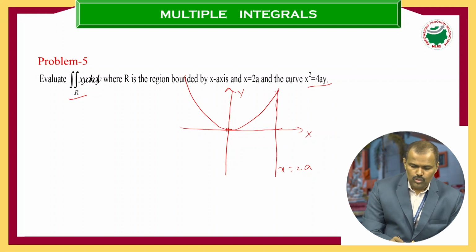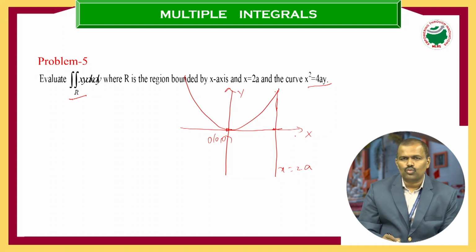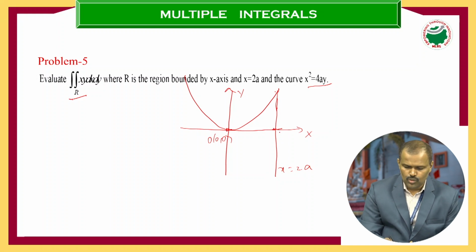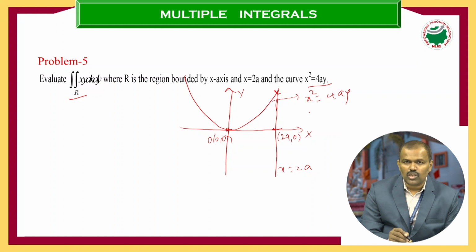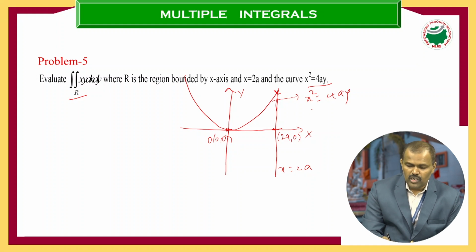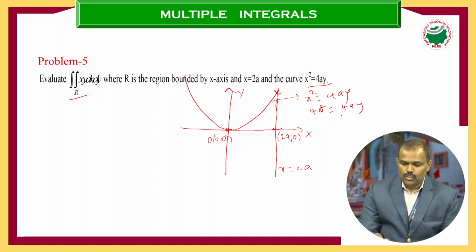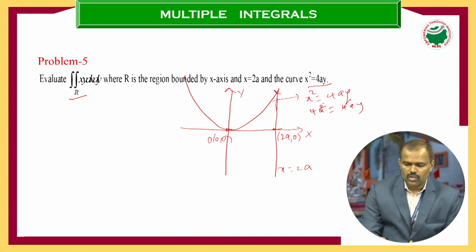So this is the point we know, 0, 0. And this is the point where x equals 2a on the x-axis, where y equals 0, that is 2a, 0. And this is the point of intersection of x square equals 4ay and x equals 2a. When I substitute x equals 2a in x square equals 4ay, we get 4a square equals 4a into y. In this 4a square, a times cancels, y equals a.